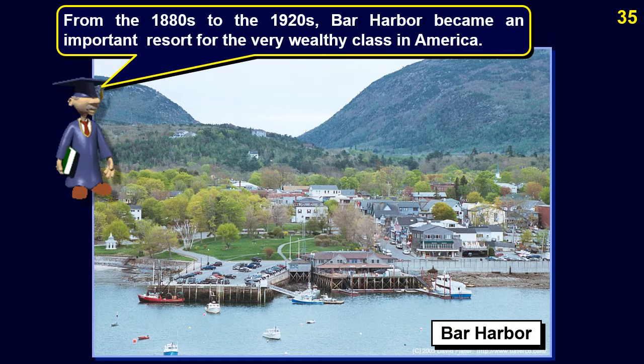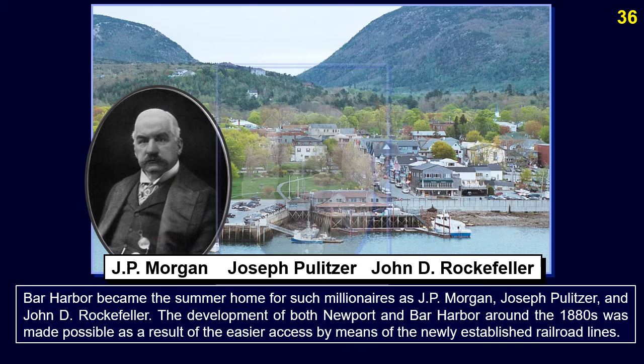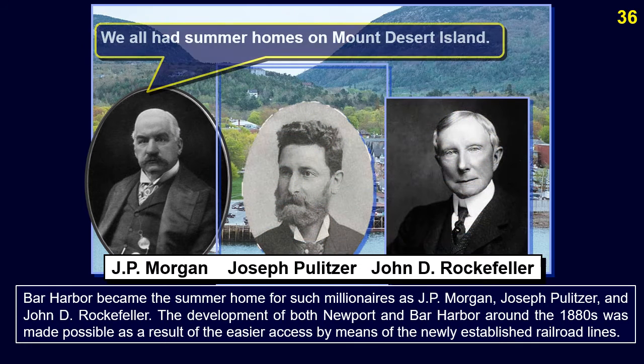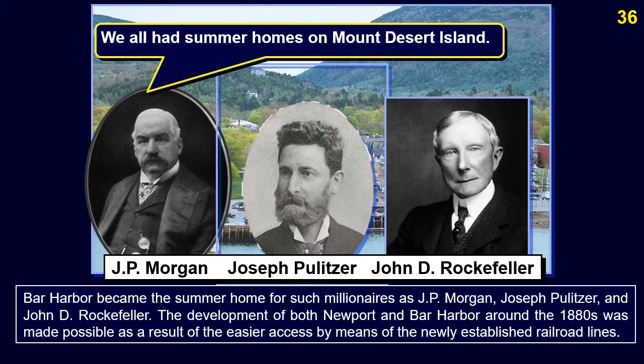From about the 1880s to around 1920, Bar Harbor, like Newport, Rhode Island, became an important resort and vacation area for the very wealthy class in America. Bar Harbor became the summer home for such millionaires as J.P. Morgan, Joseph Pulitzer, and John D. Rockefeller. The development of both Newport and Bar Harbor around the 1880s was made possible as a result of the easier access by means of the newly established railroad lines.